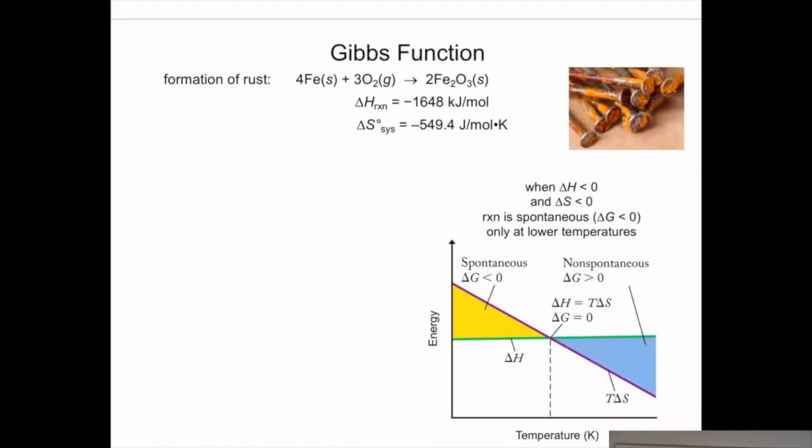Here's another reaction. Here's the rust reaction. Once again, now we'll look at the values. Now delta H is negative and delta S is negative. So once again, if we plug this in, delta G is equal to delta H minus T delta S. This is a negative value, and this is a negative value. Now for this reaction to be spontaneous, delta G needs to be less than 0. It needs to be negative.